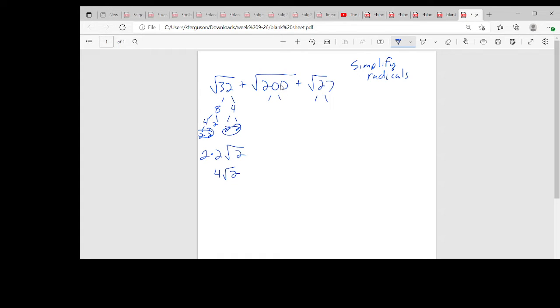So like this, for instance, 200, what two numbers give me 200? You can say 25 and 8. Now 25 is a perfect square. Excellent. That's 5. But 8 is not. But 8 I can break down. 8 breaks down to 2 times the square root of 2. So then it ends up being 10 square root of 2. Does everybody follow me there? Or did I go too fast?